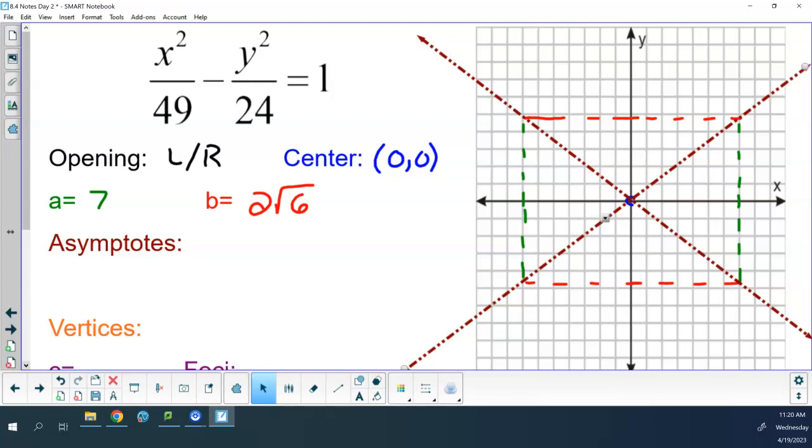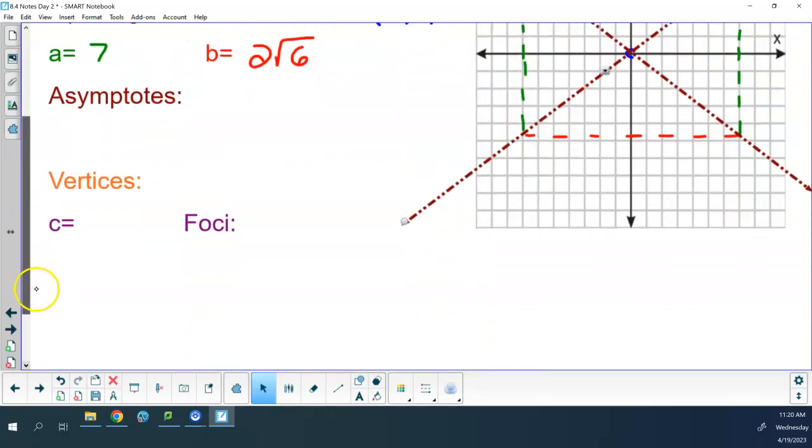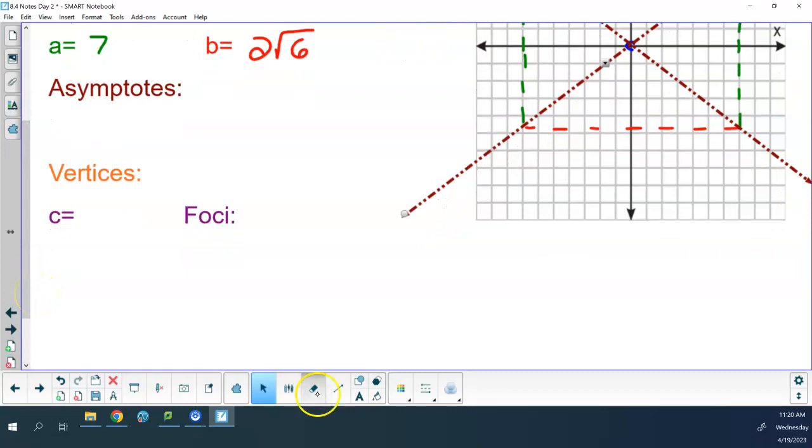Now we got to come up with equations of those, right? Okay. So I'm going to scroll down here a little bit, give myself a little bit more workspace. The slope of our asymptotes is going to be plus or minus b over a. Right? Okay. We can leave it like that.